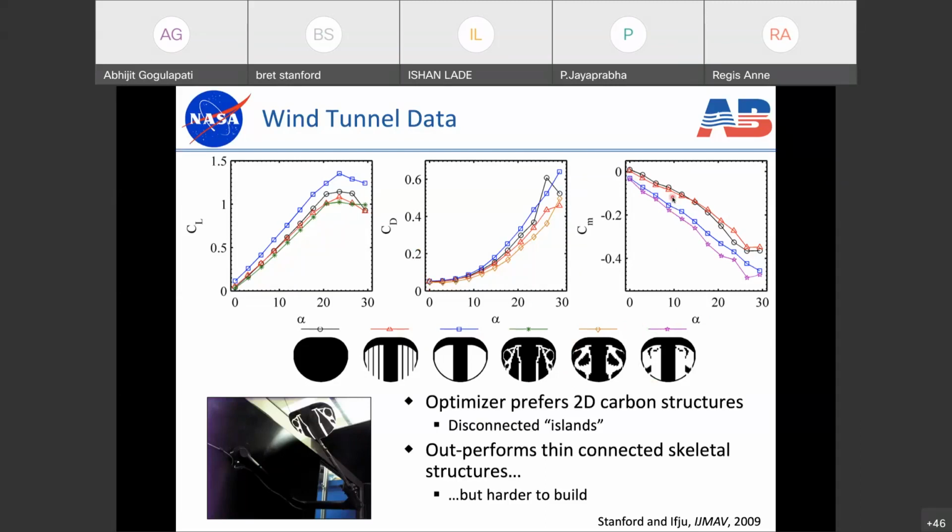The only problem with this work is that the optimizer for our 3 optimal designs here and the optimal designs I showed on the previous chart always prefers these 2-dimensional carbon fiber structures that are sort of disconnected from one another. They're not connected to the rest of the structure. As you can see, we have these disconnected islands of carbon fiber embedded within the membrane skin or floating in the membrane skin. From an aeroelastic standpoint, we know that this outperforms thin connected skeletal structures like this, right? And the experimental data bears that out, but they're far harder to build and far harder to maintain than a monolithic structure like that. So there's a strong trade-off there, and I'll get back to that in a moment.